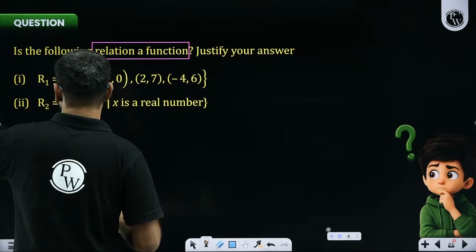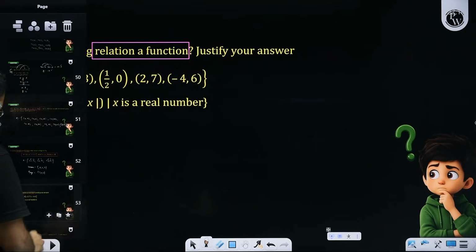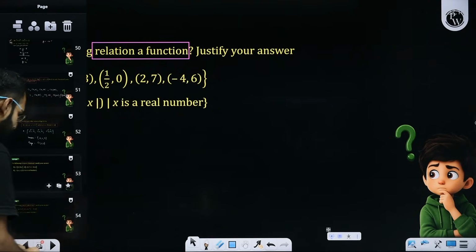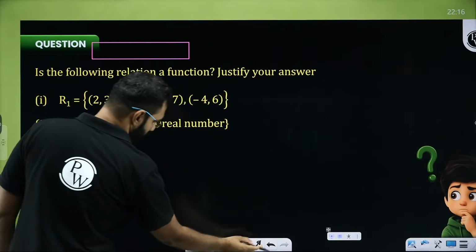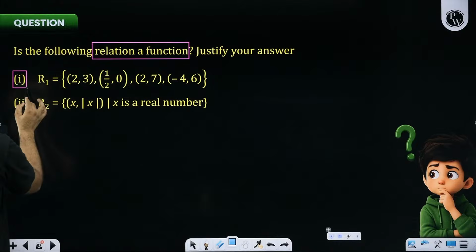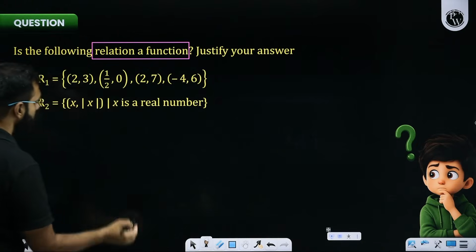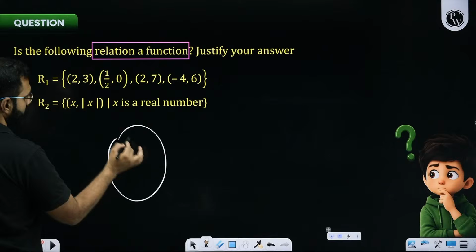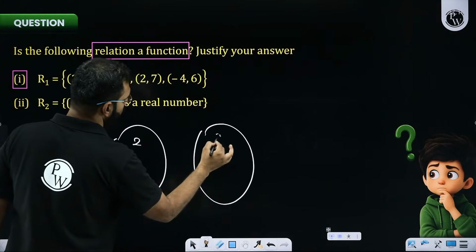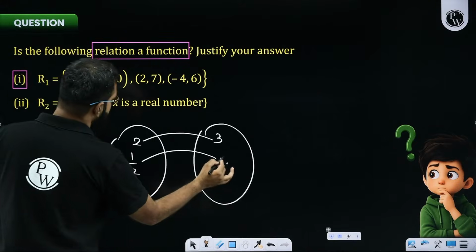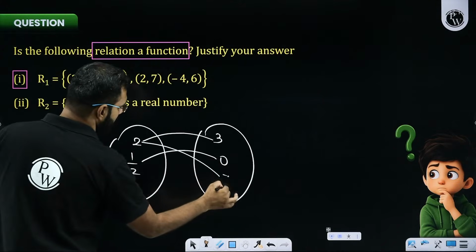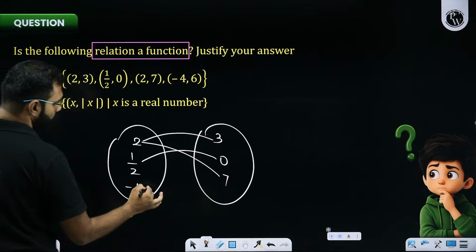For relation 1, we'll do relation 2 as well, but let me do it for relation 1 first. This first question we are solving. Give me a moment, I'm really sorry for this. Relation 1, let me do the mapping thing. So mapping says 2 is mapped with 3, then 1 by 2 is mapped with 0, 2 is mapped with 7, and minus 4 is mapped with 6.